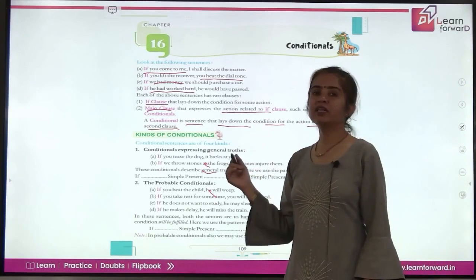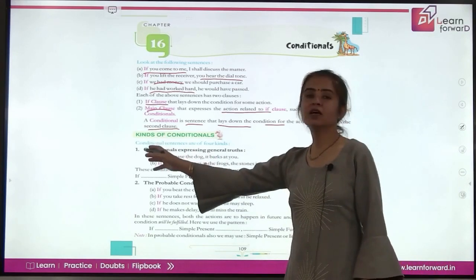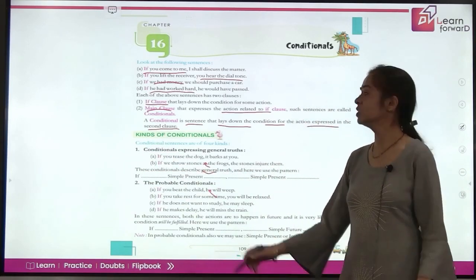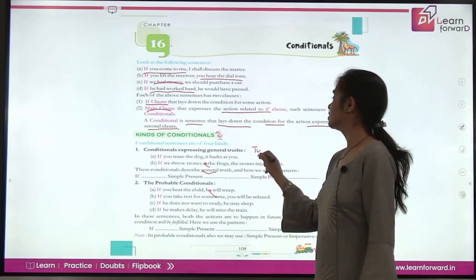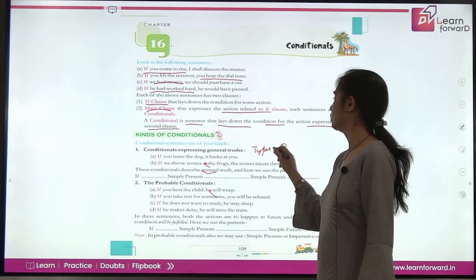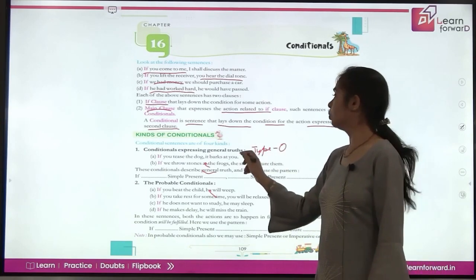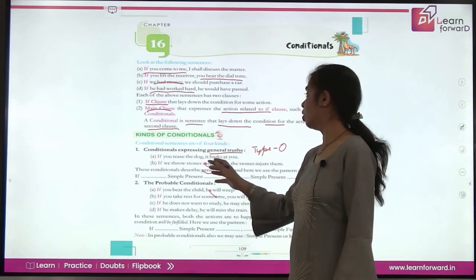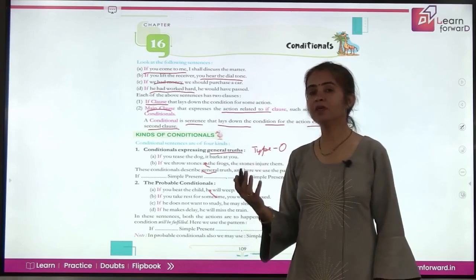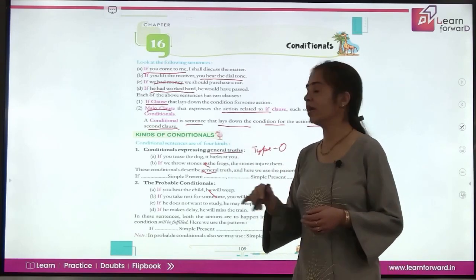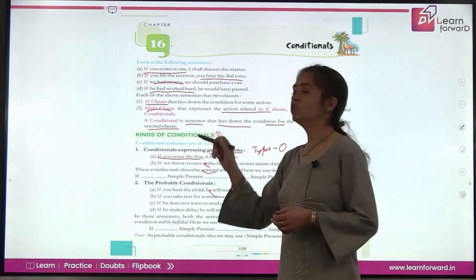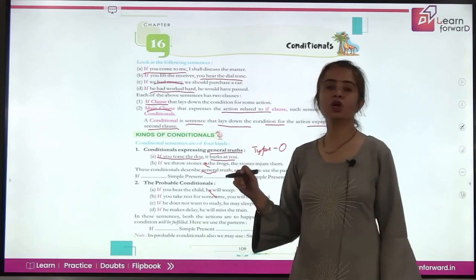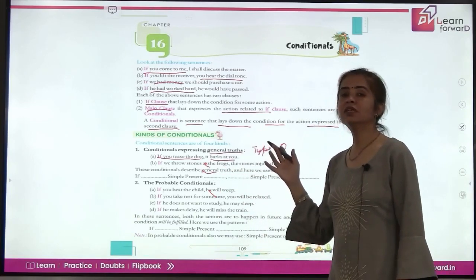Now what are the different kinds of conditionals? See, we have got four conditionals, and the first one is called type 0. In this we talk about the general truths, the universal truths, like if you tease the dog, it barks at you. So it happens, if you tease a dog, it starts barking at you. That means this is your general truth. This is your if clause, and it barks at you is your main clause. So this is type 0.